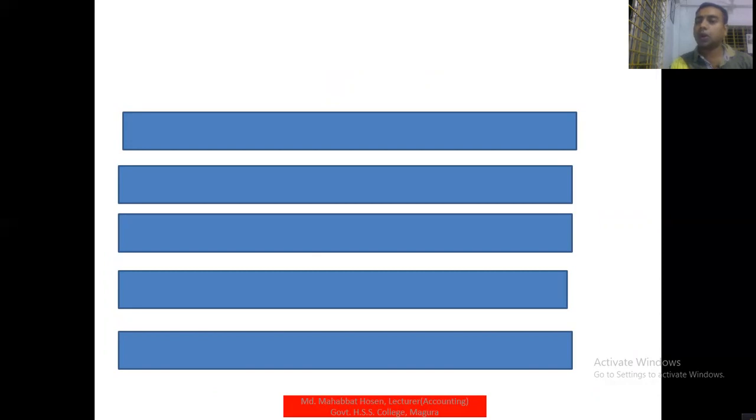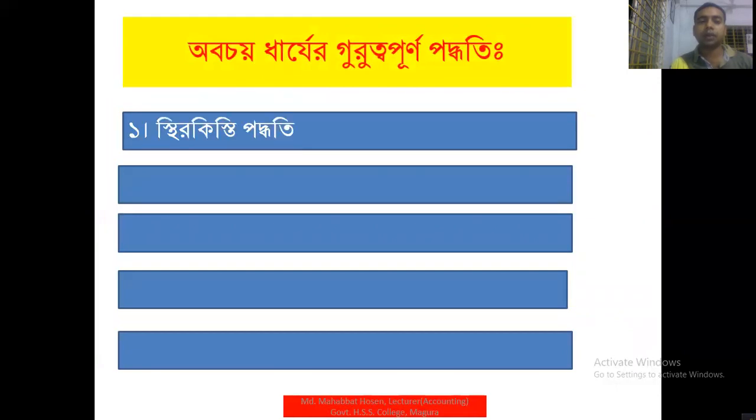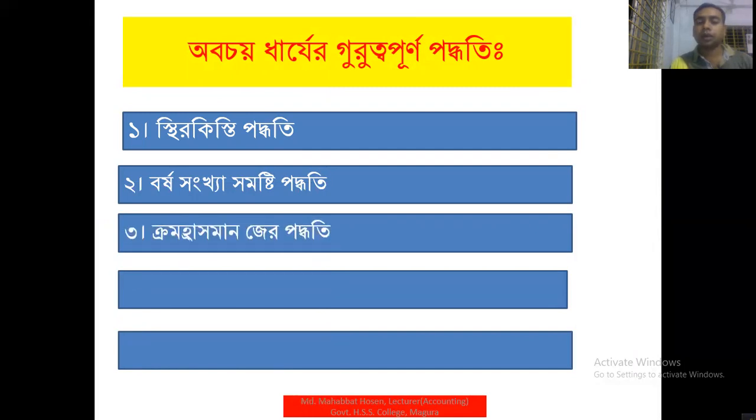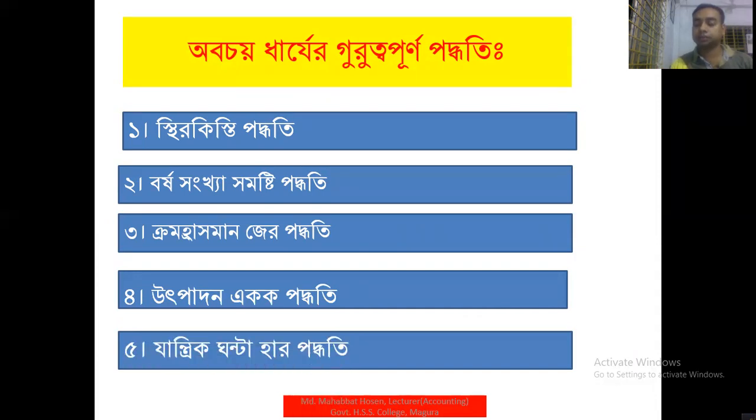At first we will discuss number 1, the straight line method, number 2, sum of the year digit method, number 3, declining balancing method or double declining balancing method, number 4, unit of production method, and number 5, machine hour method.